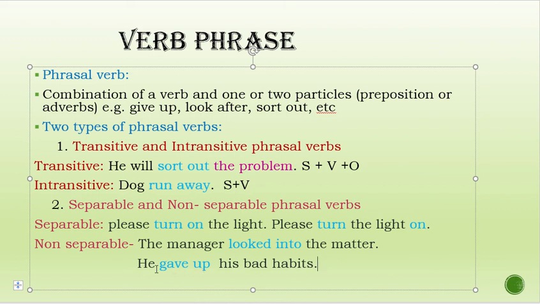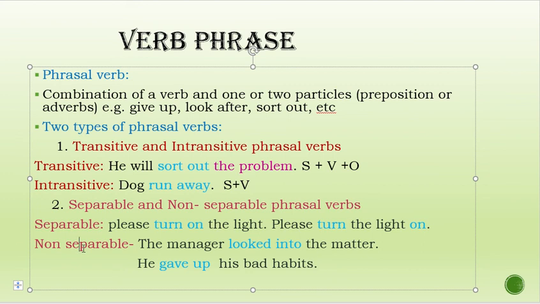We cannot change it, as in "he gave his bad habits up." So "gave up" is a non-separable phrasal verb, and for "turn on" here, the situation of the sentence is very important. The structure of the sentence, the words used, and the meaning in it are very important. Then only we can decide whether it is separable or non-separable.